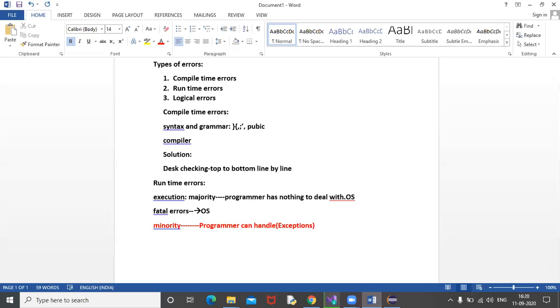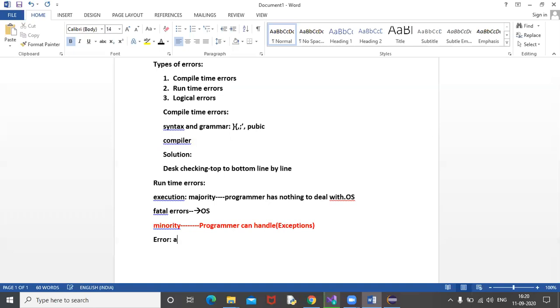Now we can define the difference between error and exception. One important interview question: what is the difference between an error and an exception? So first of all, what is an error? Error is a bug. Simply I defined like that. Another definition I would like to give: an error is an abnormal event which a programmer cannot deal.